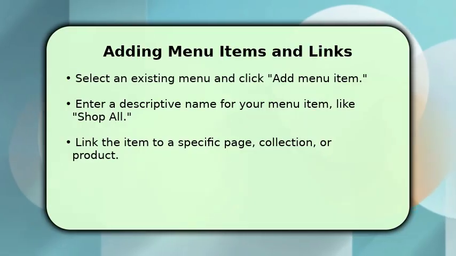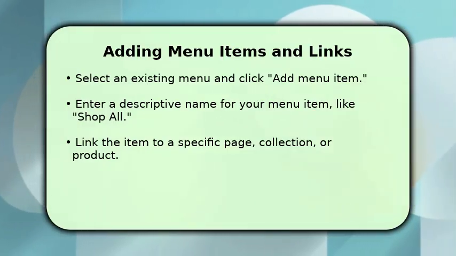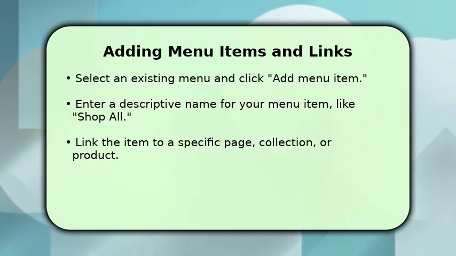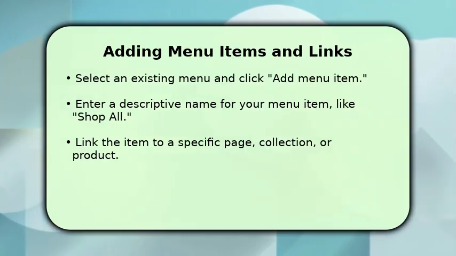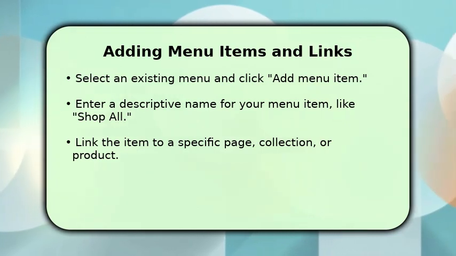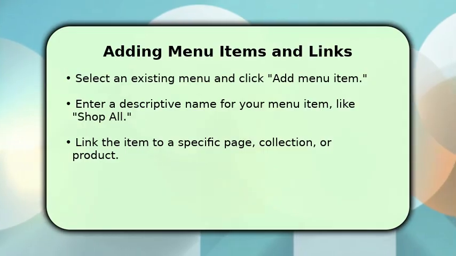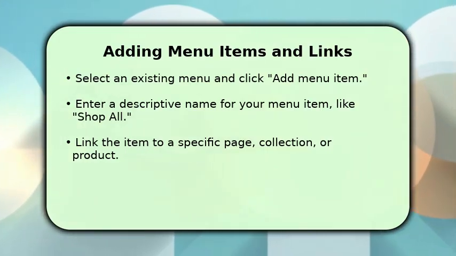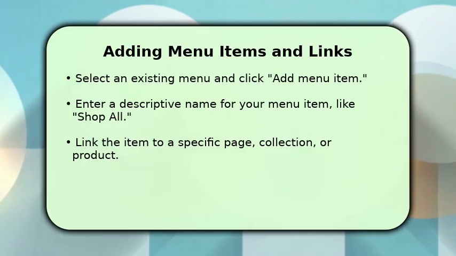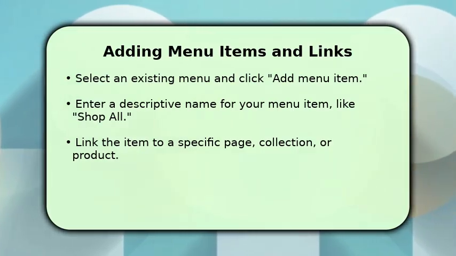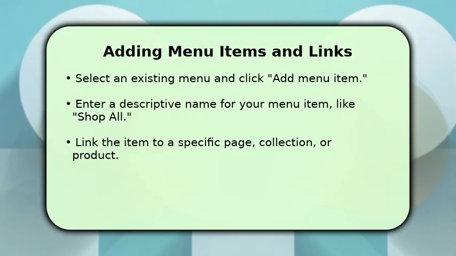Once you have created a menu, it is time to add items to it. Click on the menu you wish to edit, then select Add Menu Item. You will need to give your item a name, such as About Us or Contact. Next, link this item to a specific page, product, collection, or blog post within your store. You can easily reorder items by dragging and dropping them into your preferred sequence.